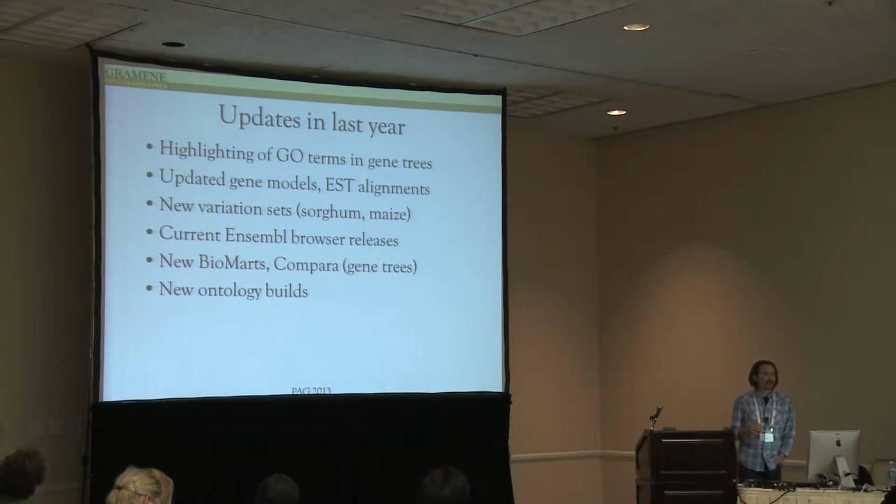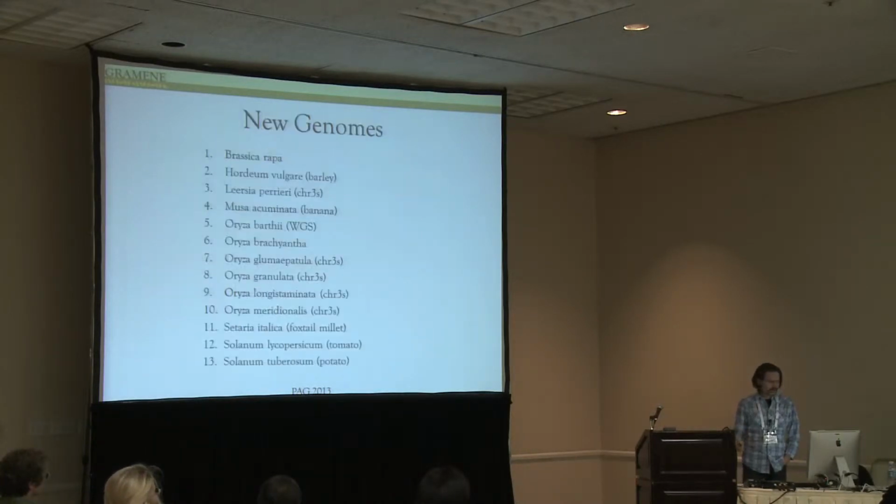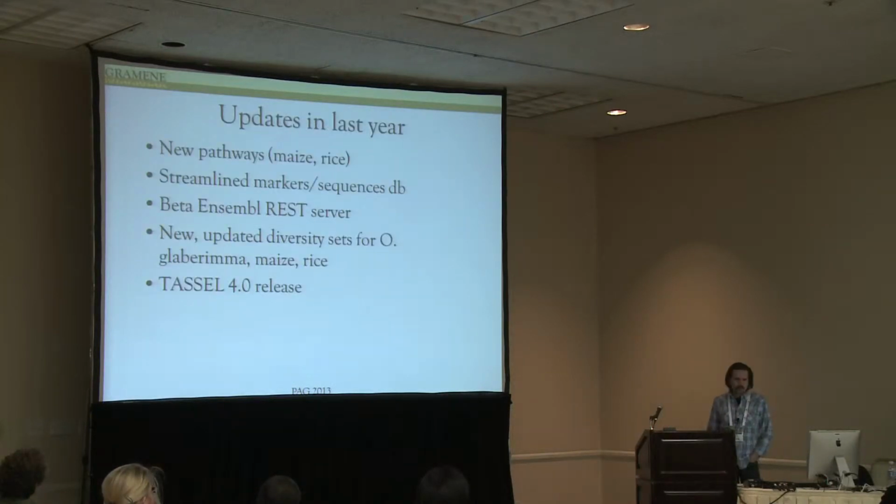It's very interesting. With every release, we update gene models and EST alignments as needed, or for new genomes that we bring in. We have new variation sets for sorghum and maize. We always stay current with the latest Ensembl browser releases, so we always get the benefits of their improvements and bug fixes. With every release, we have new BioMarts for downloading of genes and orthologs and the gene trees. We stay current with all of our ontologies, and with each release we update our ontology database. We have new pathways in both maize and rice that we've been curating.